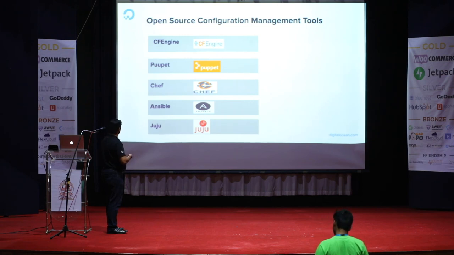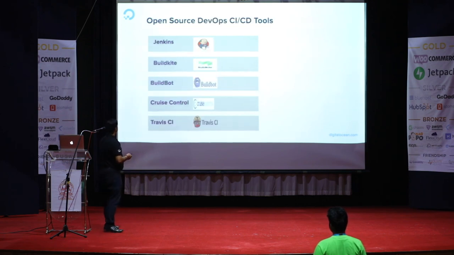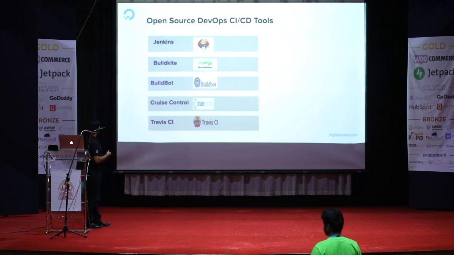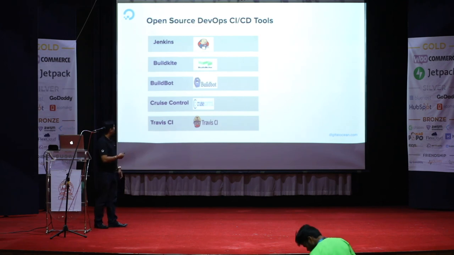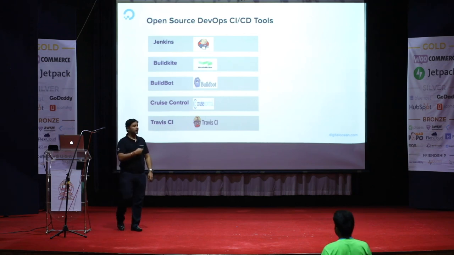There's Juju, there's SaltStack, and then CFEngine, and many more. But I think these are the ones which are prominently used in the market in terms of configuration management solutions. For CI/CD in DevOps, Jenkins is the standard. Most of the people use it. I have used something called Buildkite, which was also as efficient as Jenkins, and in certain ways a more flexible option than Jenkins. Buildbot, CruiseControl, Travis CI, these are some of the open source options available.